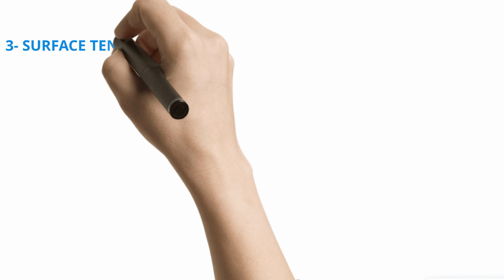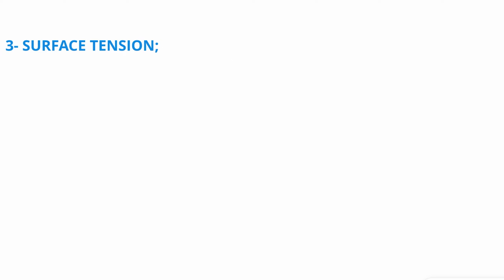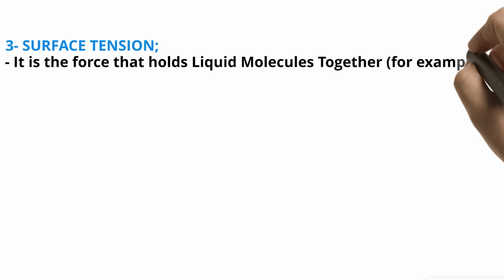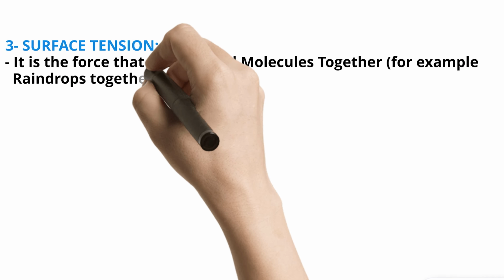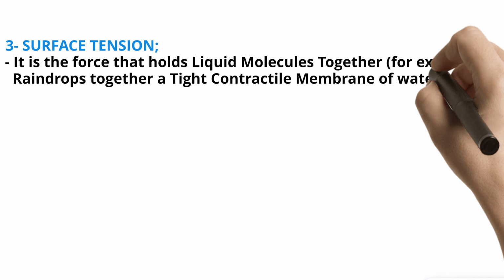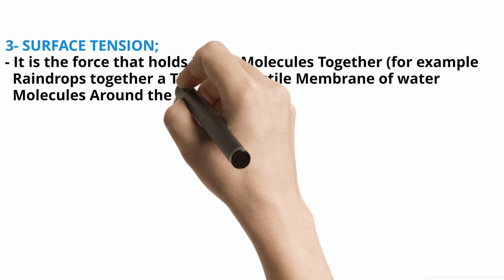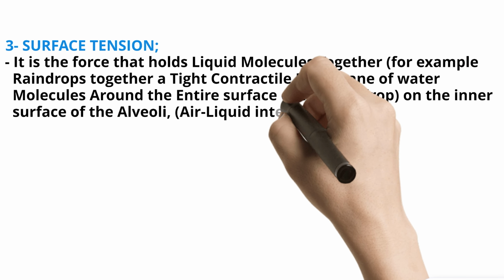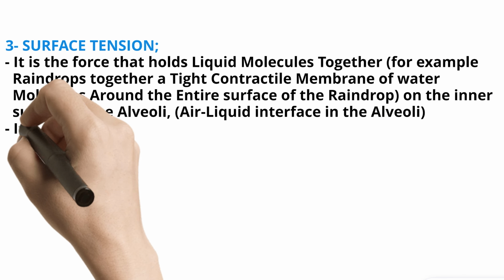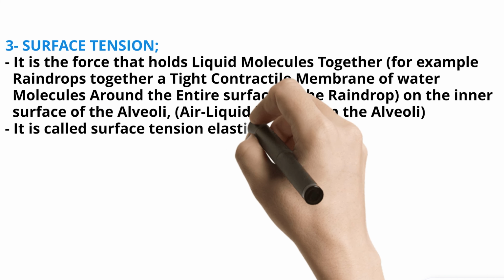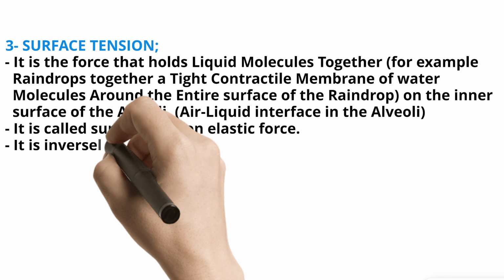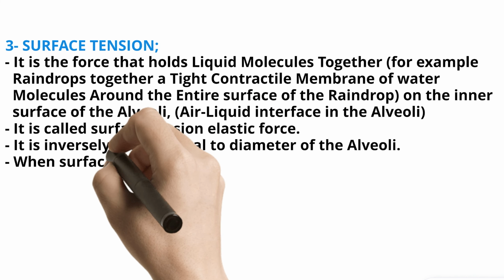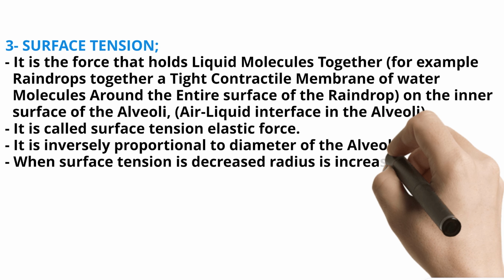3. Surface tension. It is the force that holds liquid molecules together, for example raindrops, a tight contractile membrane of water molecules around the entire surface of the raindrop. On the inner surface of the alveoli, the air-liquid interface in the alveoli is called surface tension elastic force. It is inversely proportional to the diameter of the alveoli. When surface tension is decreased, radius is increased.